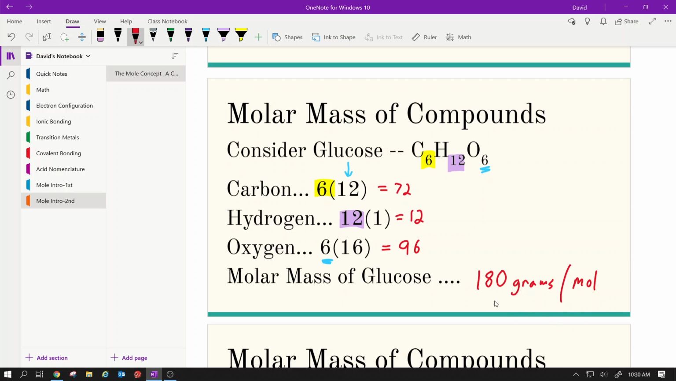Hey, check out the units for this. It's grams per mole. All right? Because we need to talk about how many grams there are in 1 mole of material. All right? Hey, I got another one for you. We good there with our 180?